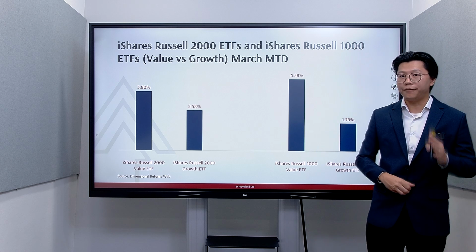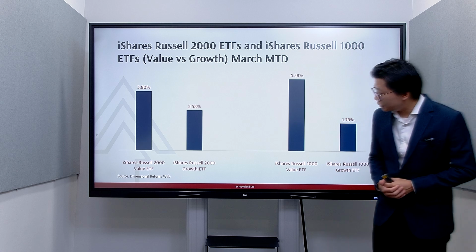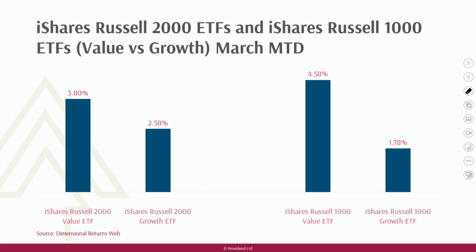If we compare their value companies and growth companies, we can see that for the bottom 2,000 companies in the iShares Russell 2000, value has actually outperformed growth. And again, in the top 1,000, iShares Russell 1000, value again outperformed growth. As a result, from here as well as the S&P 500, we can see that US value companies have actually outperformed growth.